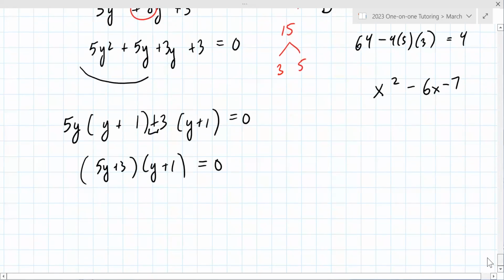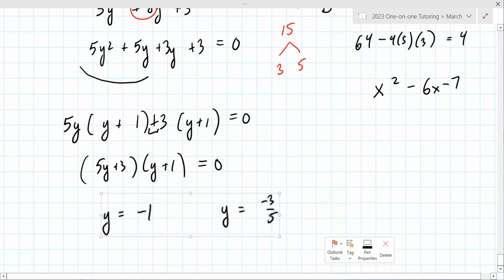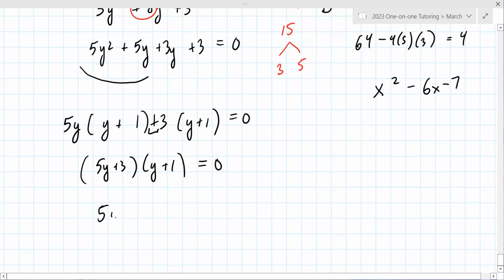But you get your two values of y. Y is either -1 or y is -3/5 because you're setting them both equal to 0. I suppose they could also be y equals 1 and 3/5. No, you're setting each equal to 0. So you're setting 5y plus 3 equal to 0, y plus 1 equal to 0. Okay, I see.